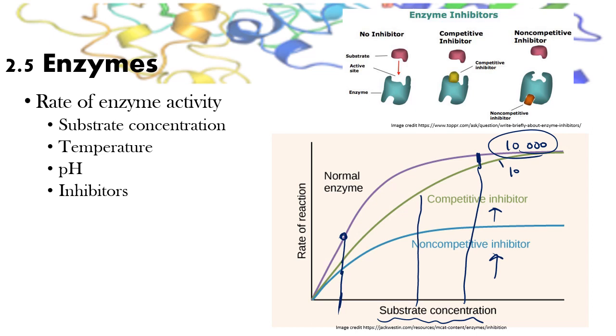For our non-competitive inhibitor, because the non-competitive inhibitor is not trying to get to the active site, it can have a big effect on the enzyme even when I have lots and lots of substrate. This shape change is going to prevent activity no matter how much substrate is rolling around.